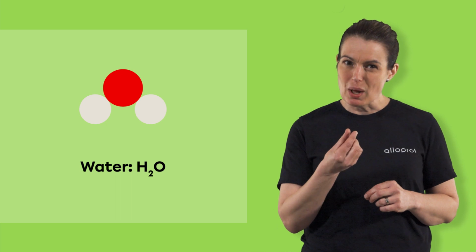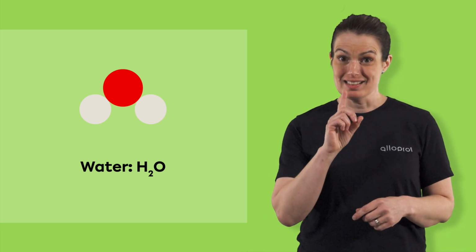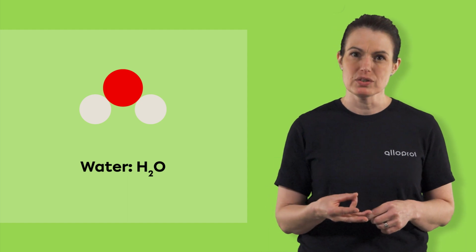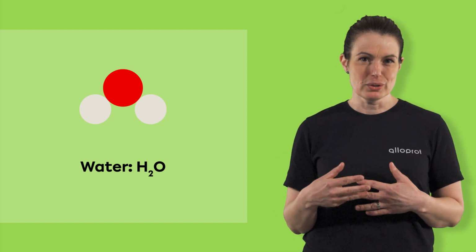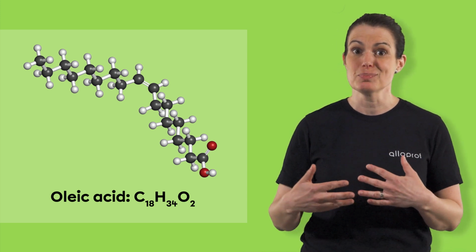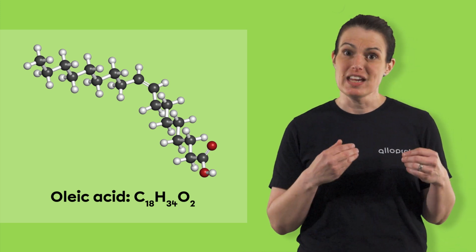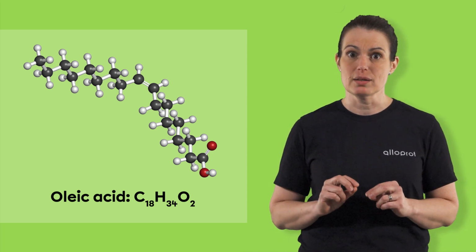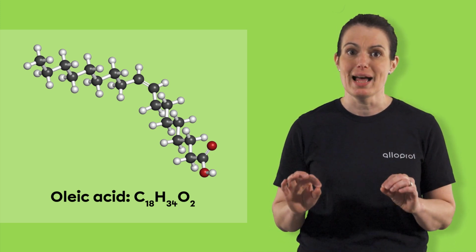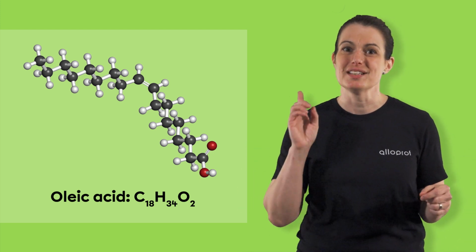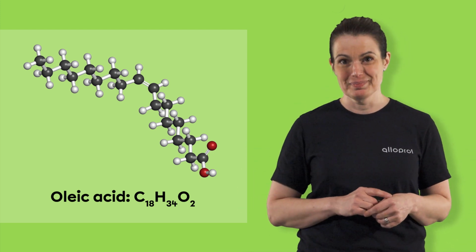Some molecules are small, like water. It consists of 1 oxygen atom and 2 hydrogen atoms, so 3 atoms in total. Other molecules are larger, such as oleic acid. It's a fatty acid that is part of our cells. It consists of 18 carbon atoms, 34 hydrogen atoms, and 2 oxygen atoms, for a total of 54 atoms. But no matter how big the molecule is, it's always made of atoms.